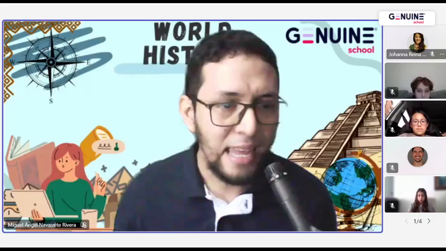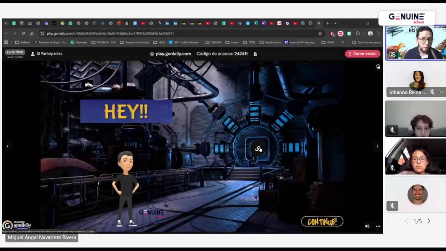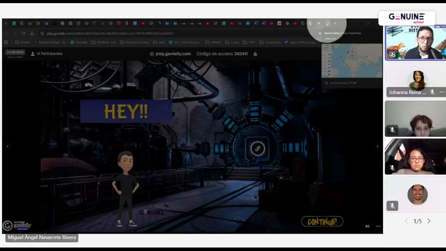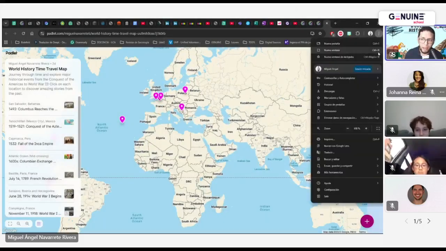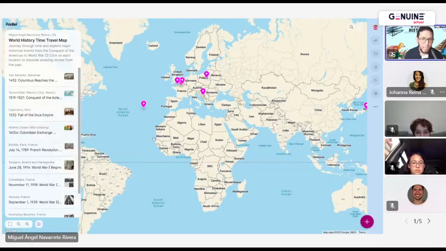You can find the link of the other map here. Okay, so we will move to the other map. So let's see what we have here. Okay, so we have a map.